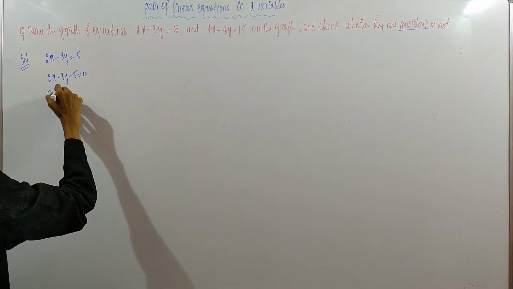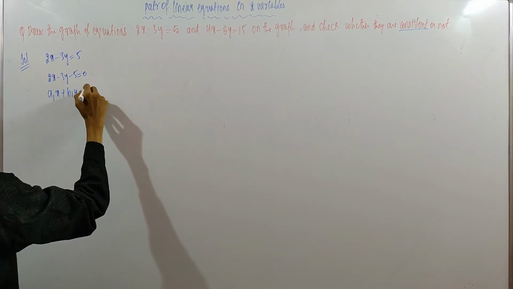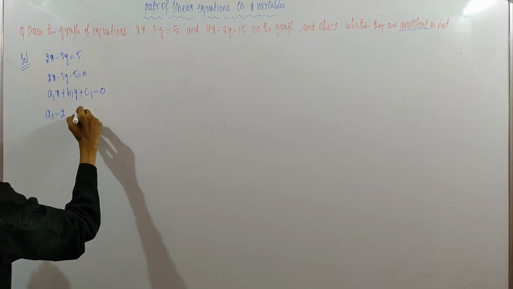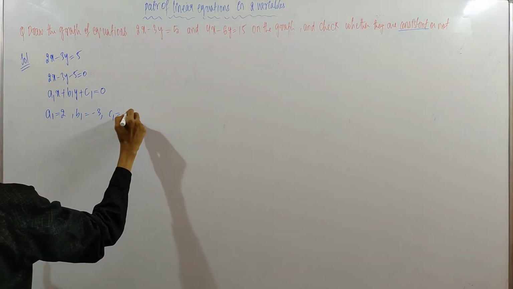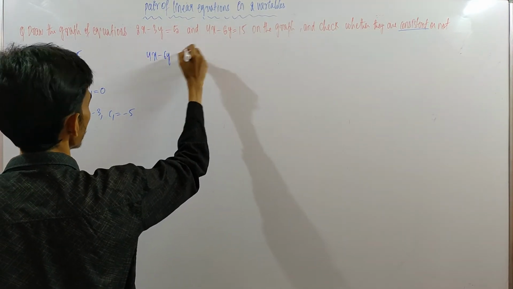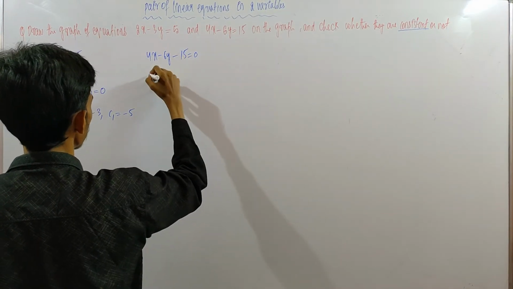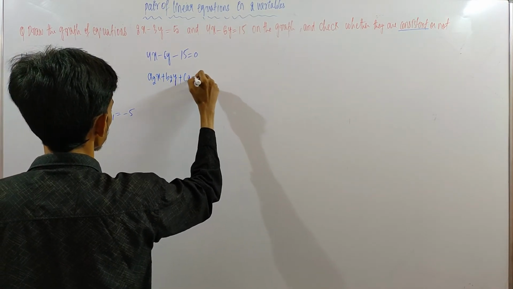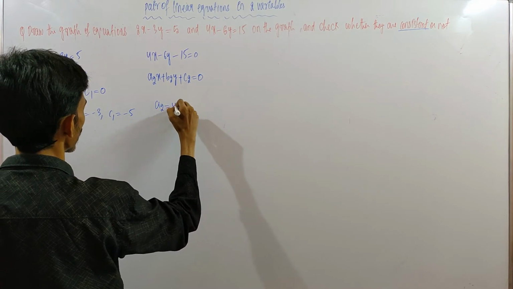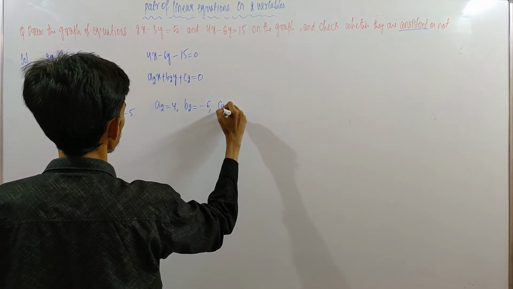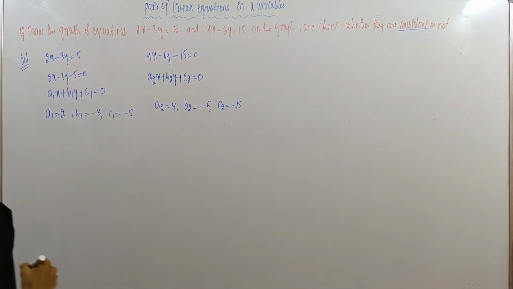Compare this equation with a1x plus b1y plus c1 equal to 0. We have a1 value as 2, b1 value as minus 3, c1 value as minus 5. We got a, b, c values. Similarly, we have the second equation 4x minus 6y minus 15 equal to 0. Compare this equation with a2x plus b2y plus c2 equal to 0. We have a2 value as 4, b2 value as minus 6, c2 value as minus 15. Here consistency is to be checked.